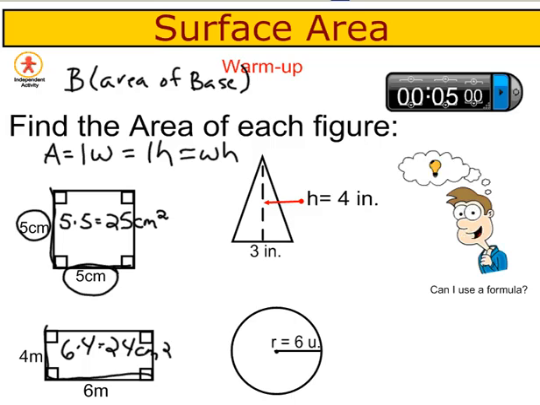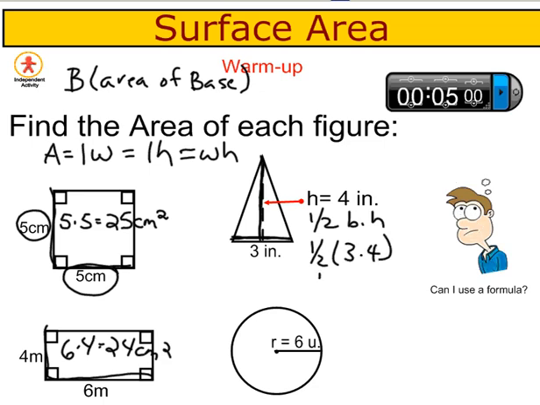On the triangle, it's 1/2 base times height because a triangle is half of a rectangle. So if we do 1/2 base times height, this right here is the height, and you always find basically the center of the base and go to the height. So 1/2, 3 times 4 would be 1/2 of 12. 1/2 of 12 equals 6.